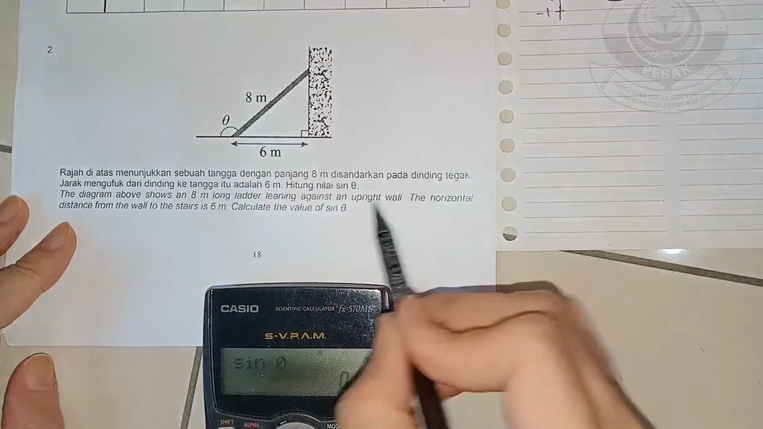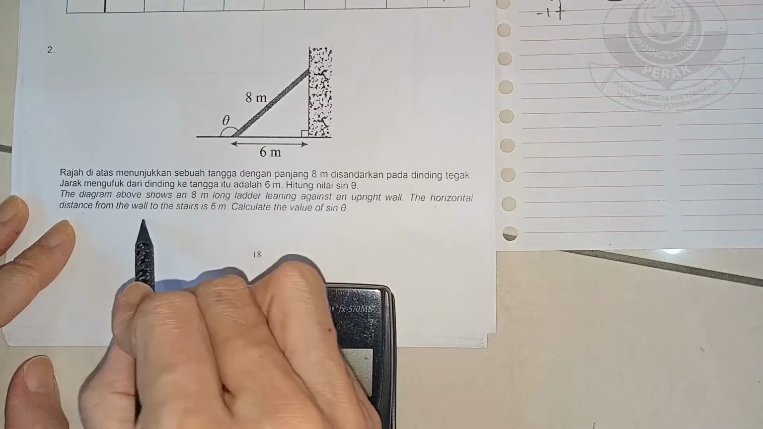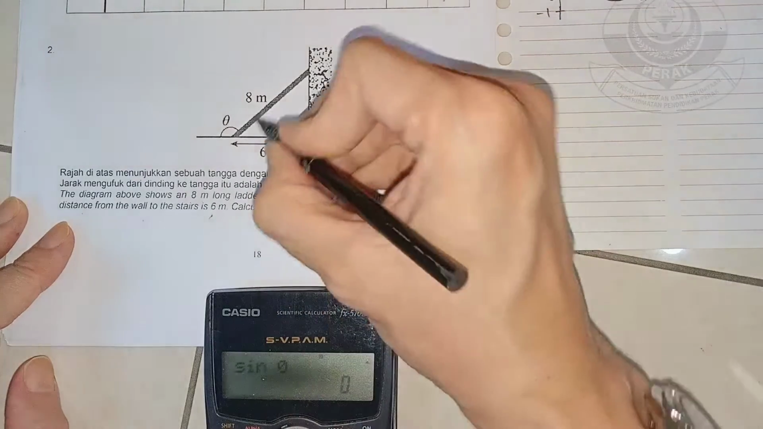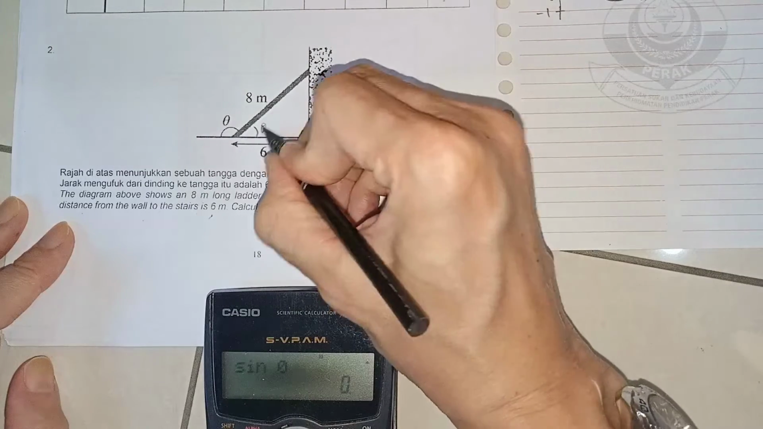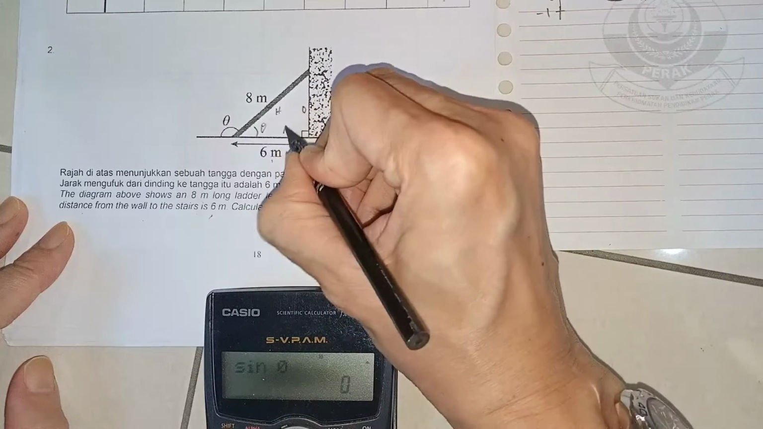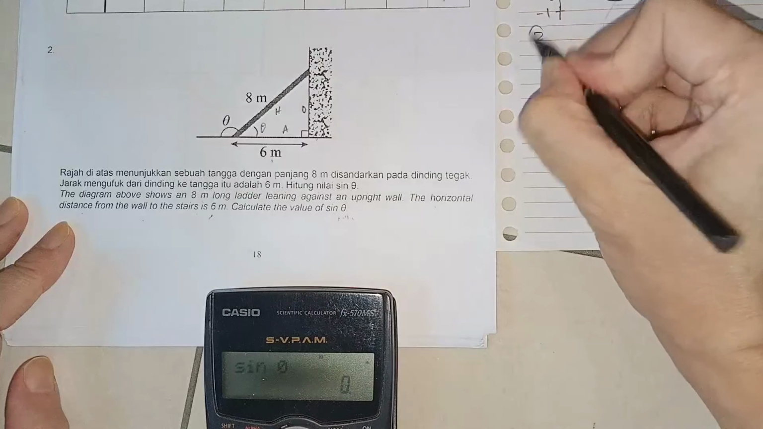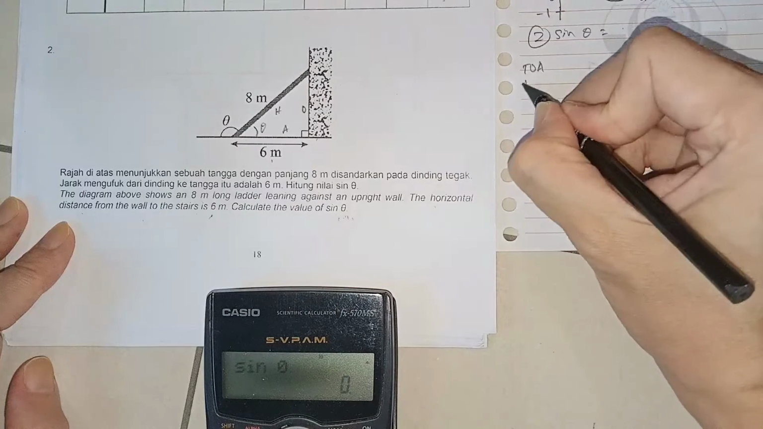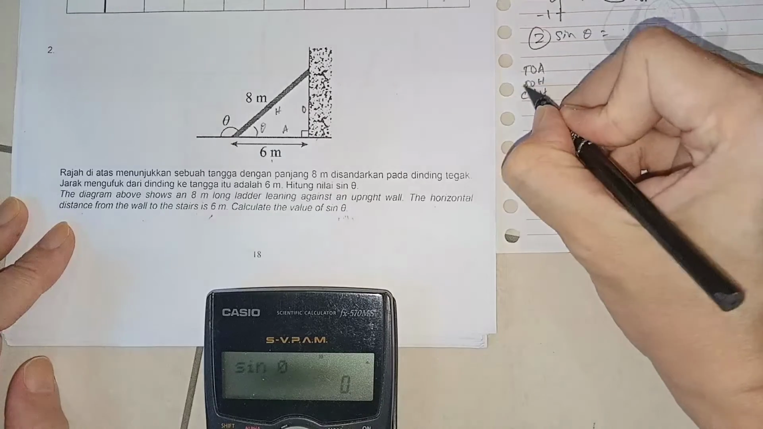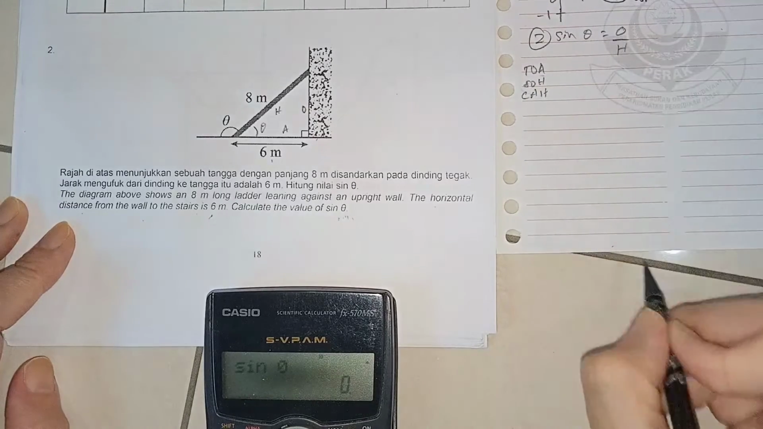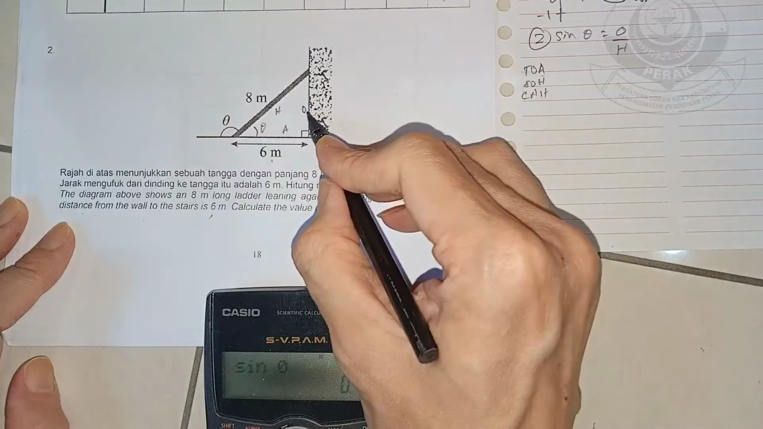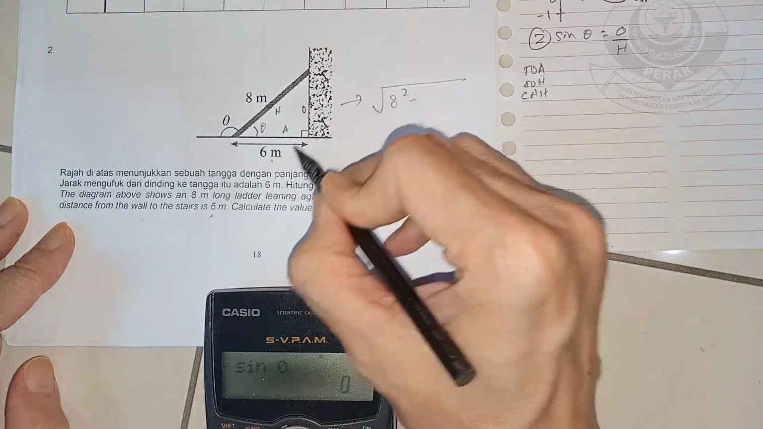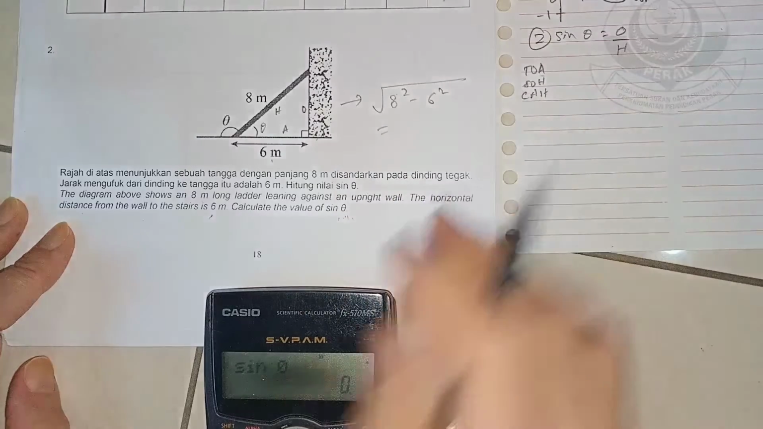Meter long. Horizontal distance from the wall to the stair is 6. Calculate sine theta. This angle, right angle, O, H, A. Let's remember this one: sine is O over H. Find O: longest minus short. Okay.